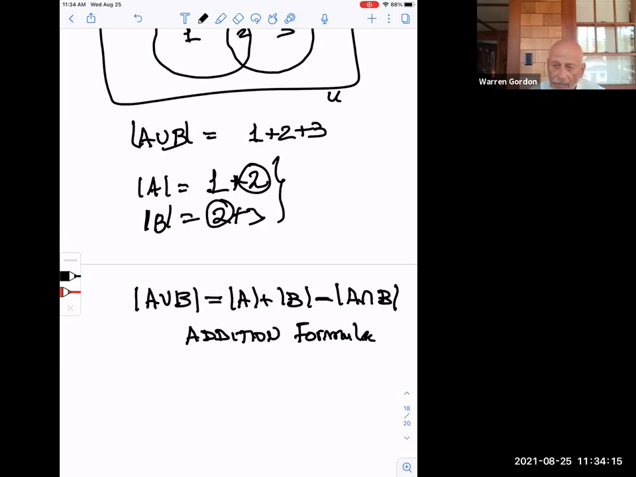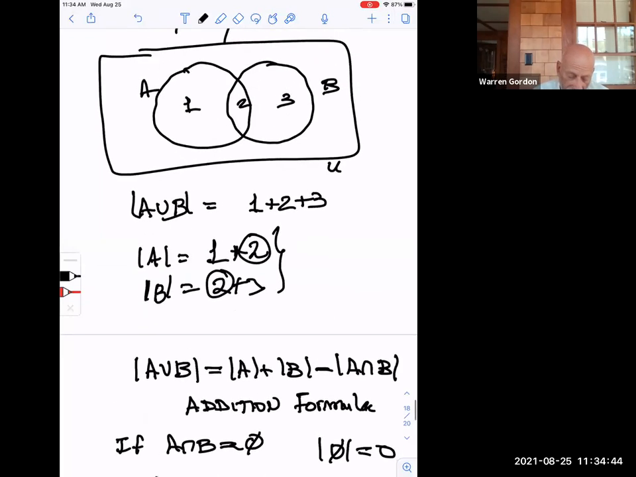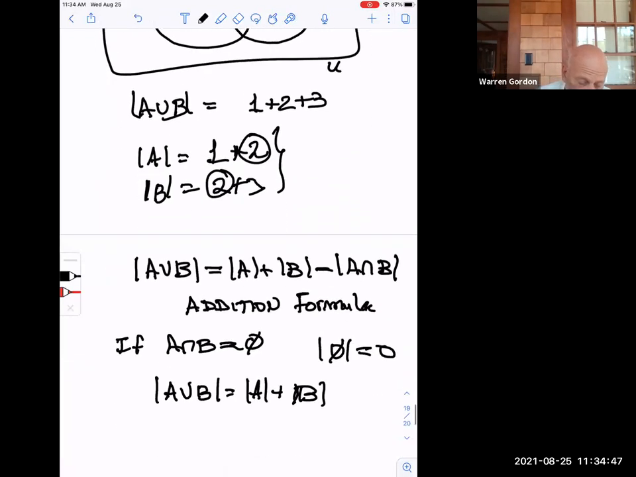Of course, as you just mentioned a moment ago, if in fact they're disjoint, well, how many elements are in the empty set? 0, right? Then it would be just the sum of the two because they're disjoint. But the fact that they're not disjoint gives us a little difficulty.